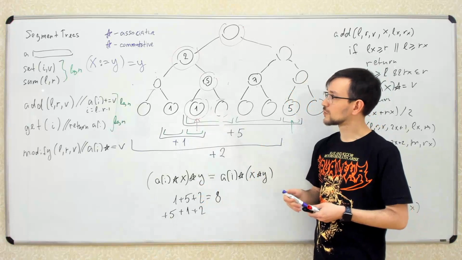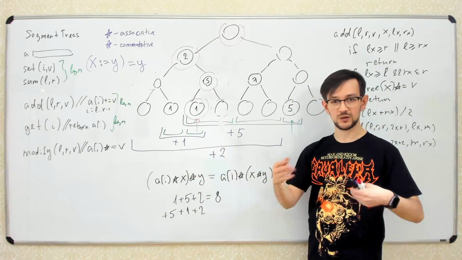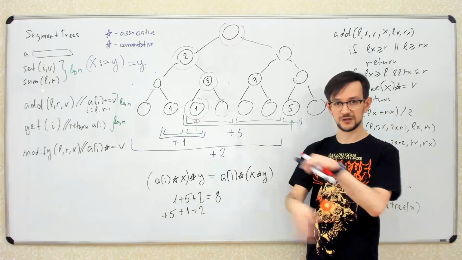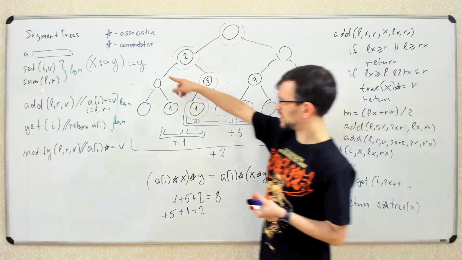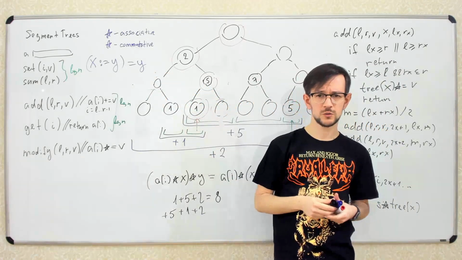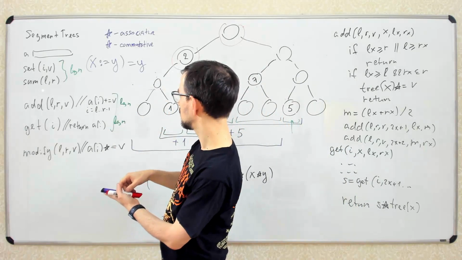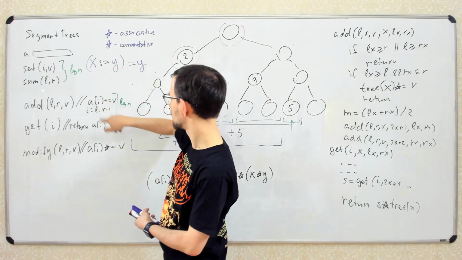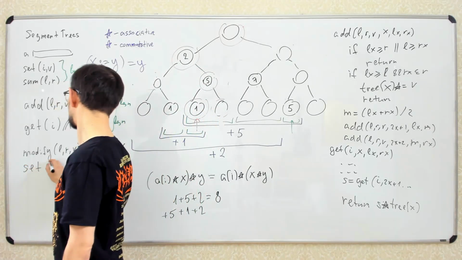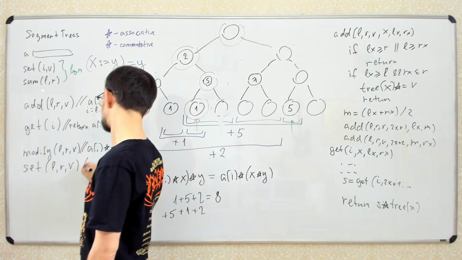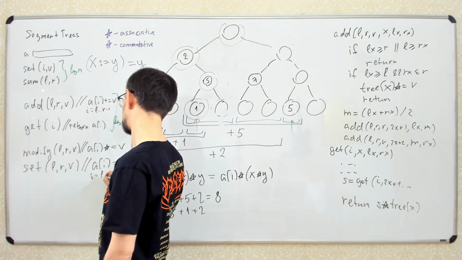It's obviously associative, but it is not commutative. If you assign x then assign y, it's not the same as assigning in a different order. And this is actually quite a common operation. When you want an operation like set, if you apply this operation here, you will have set from LB, which simply sets all values to V on this segment.